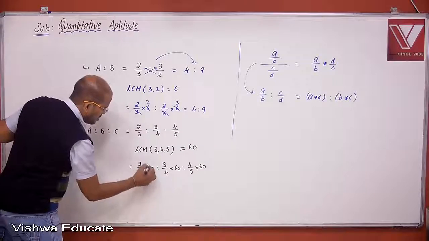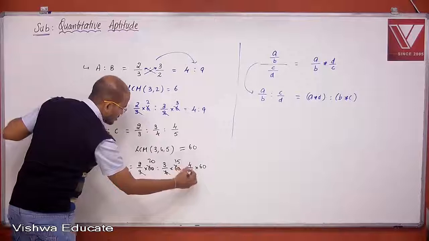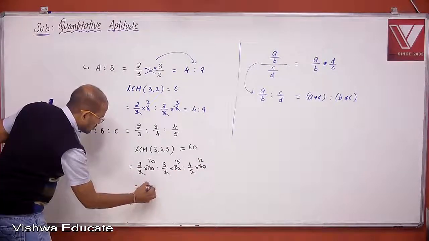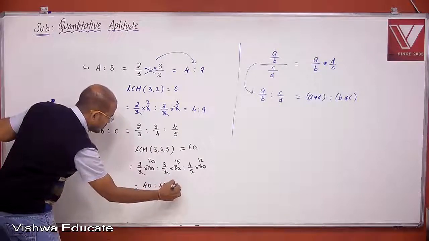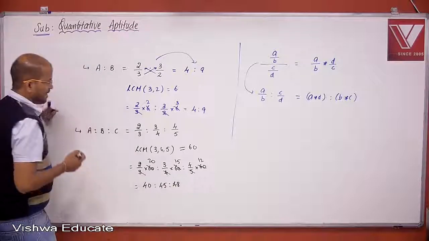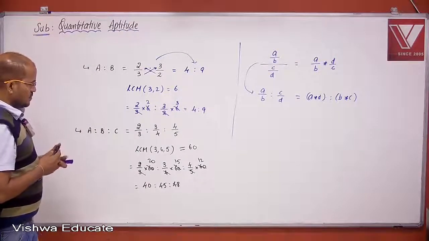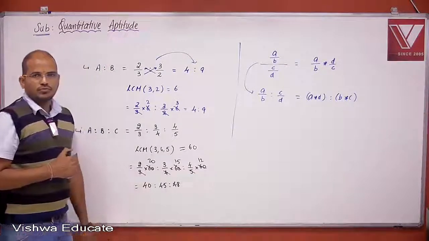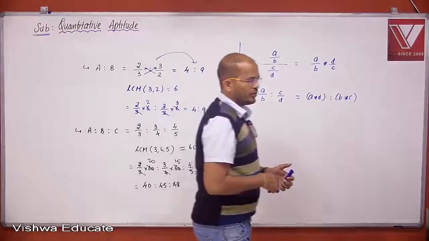So this is 3/20s, 4/15s, 5/12s. 40 is to 45 is to 48. The final ratio, and you cannot minimize it. Okay, please copy it down carefully.